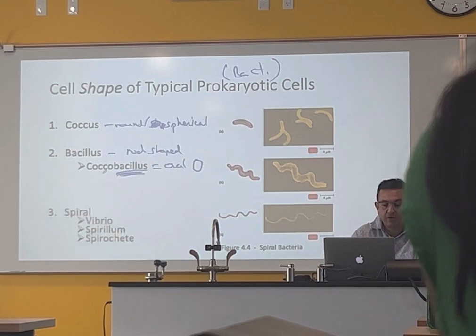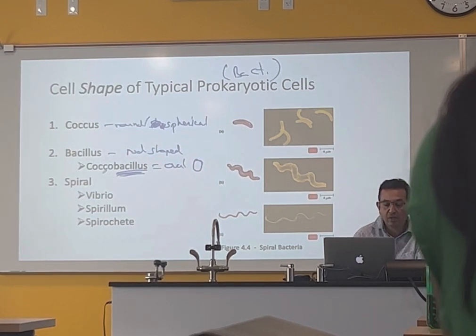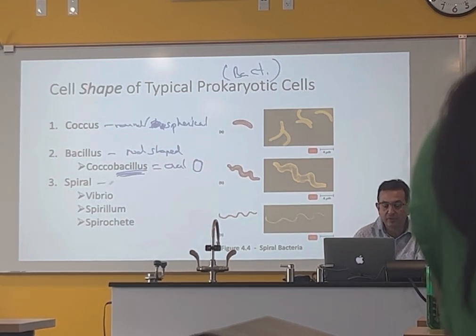And our third shape is the spiral shape, which is going to be kind of like, what's the best way to say it, like a coiled or curved kind of shape.